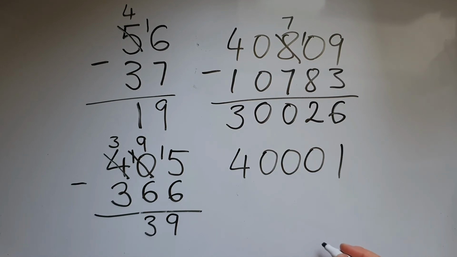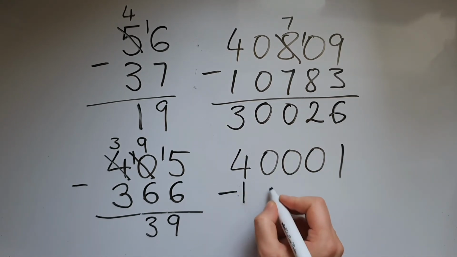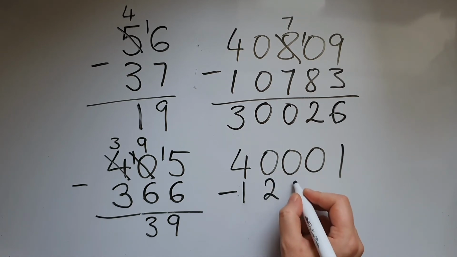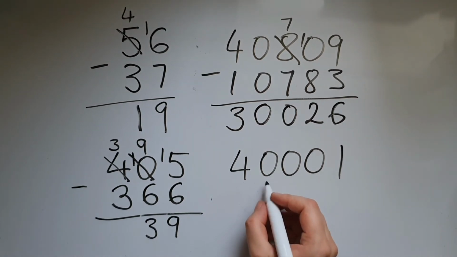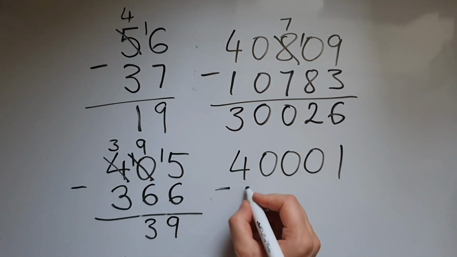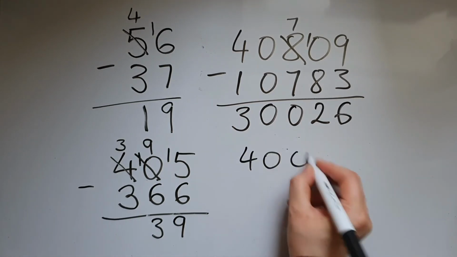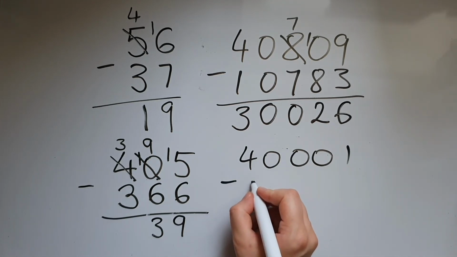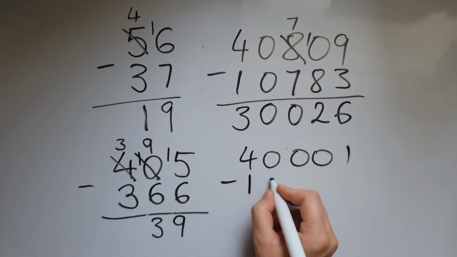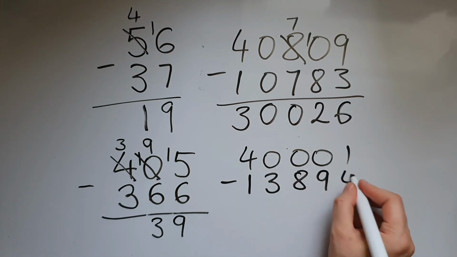So 40,001 take away 1,200. Let's do this once more. So 40,001 take away 13,894.